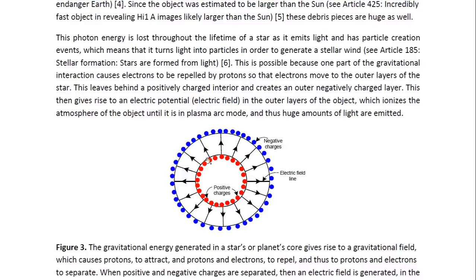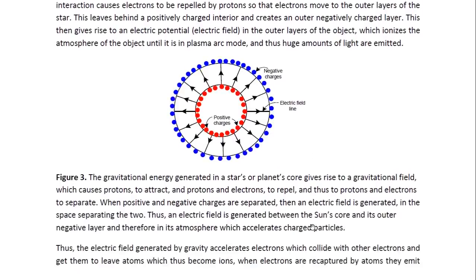But then the fact that you have a positively charged interior and a negatively charged exterior means that an electric field is set up that is from the positive to the negative. That is the direction of the electric field. In other words, there's an electric potential. Well, there is a gravitational potential as well, and the gravitational potential then gives rise to the electric potential that is then across the atmosphere of the star and pushes it into plasma arc mode. It ionizes it, places it into plasma arc mode, and that leads to huge amounts of light being emitted.